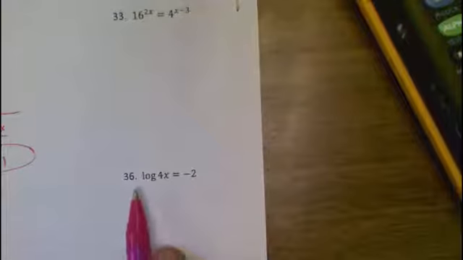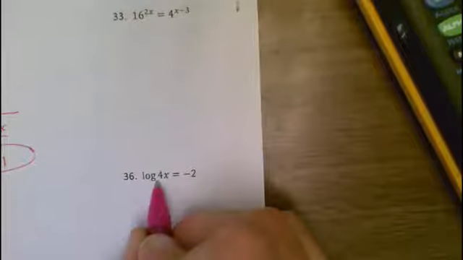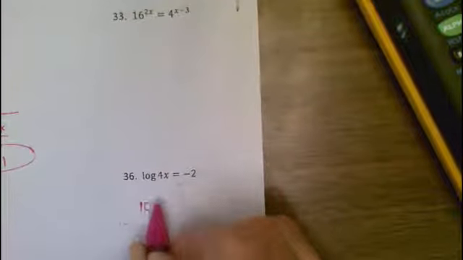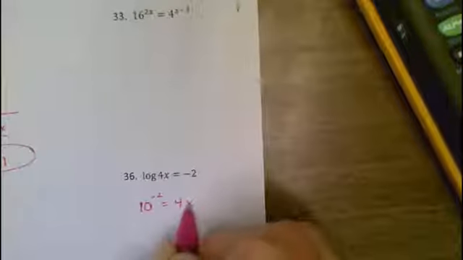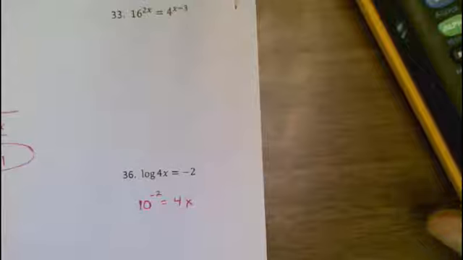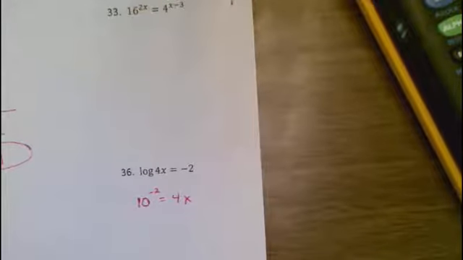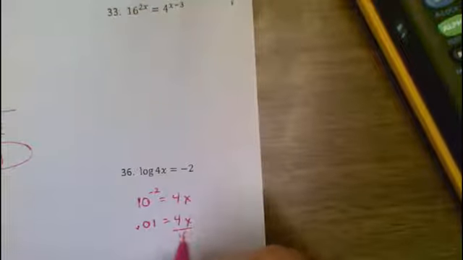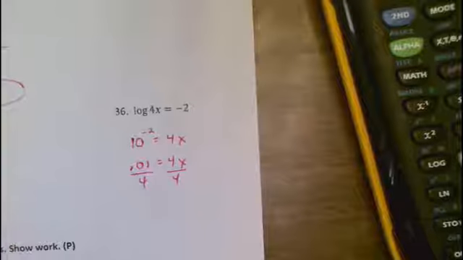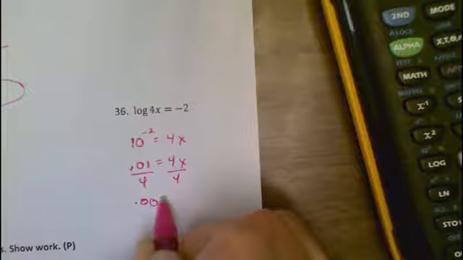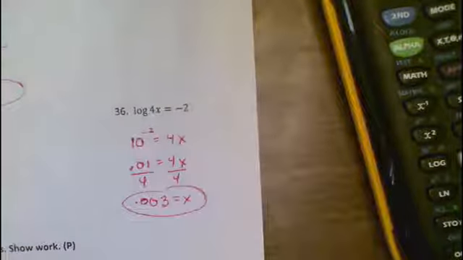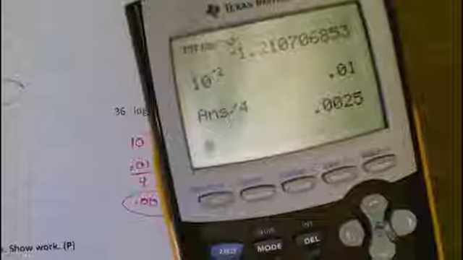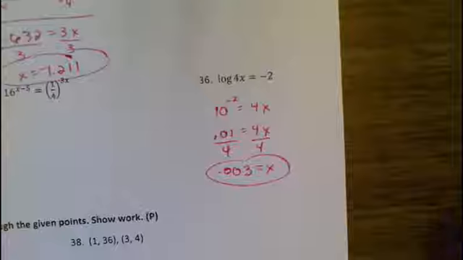All right, and I'm going to hop to number 36 as well, because that's a log equation. Putting it as exponential when it's just log, remember it's base 10. So 10 raised to the negative second equals 4x. When I take 10 and raise it to the negative second power, it's 1/100th, so it's 0.01 equals 4x, and then I'm going to divide by 4. When I divide 0.01 by 4, I get 0.0025, which if I'm rounding would be 0.003 to the nearest thousandth. Okay, so that's the other log equation.